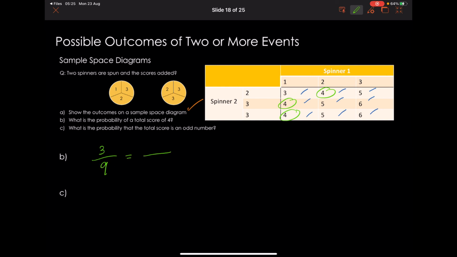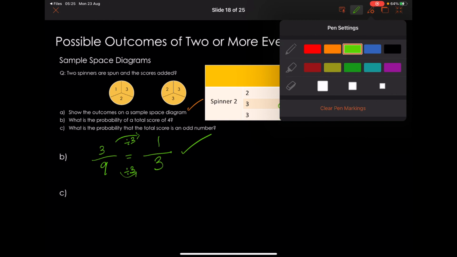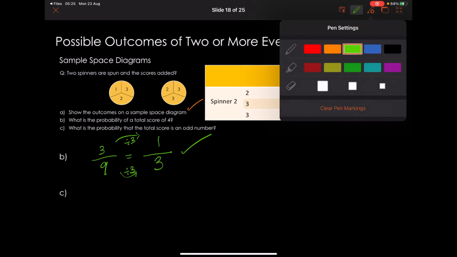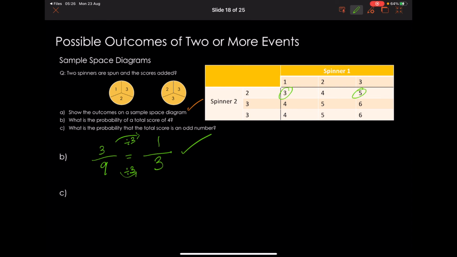We can actually cancel that down by dividing by 3. 3 divided by 3 is 1, and 9 divided by 3 is 3. So B is 1/3. The next question says, what is the probability that the total score is an odd number? Now, if we look at our grid, how many odd numbers do we have? We've got 1 there, 1 there, 1 there, 1 there, that gives us 4. 1, 2, 3, 4, out of a total of 9.